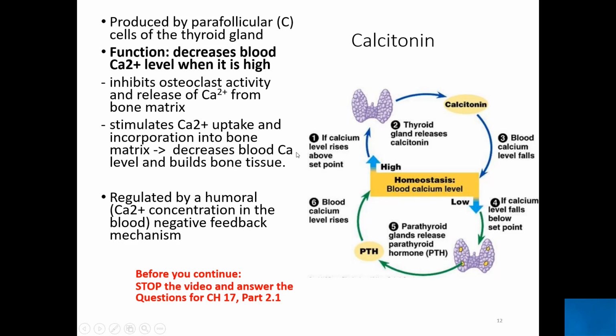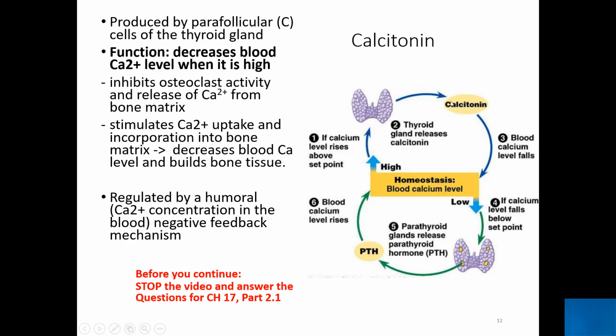Okay, we were talking about thyroid hormones. Now we are going to calcitonin. That is one more hormone produced by the thyroid gland. Remember those cells? They are called parafollicular cells. They are sitting between follicles and they produce calcitonin. Calcitonin decreases blood calcium level when it's high. So, right here, blood calcium level is high. Thyroid gland, those parafollicular cells, produce calcitonin.